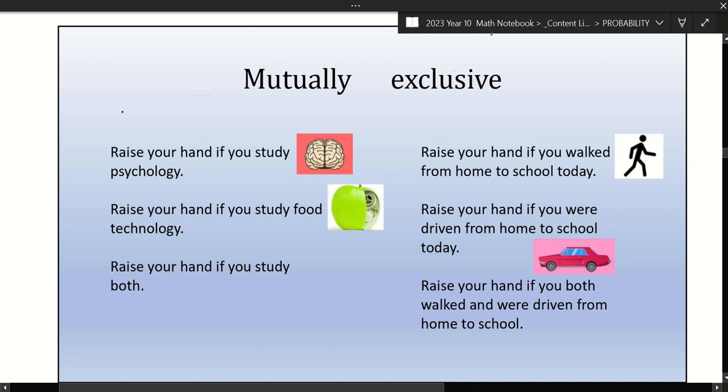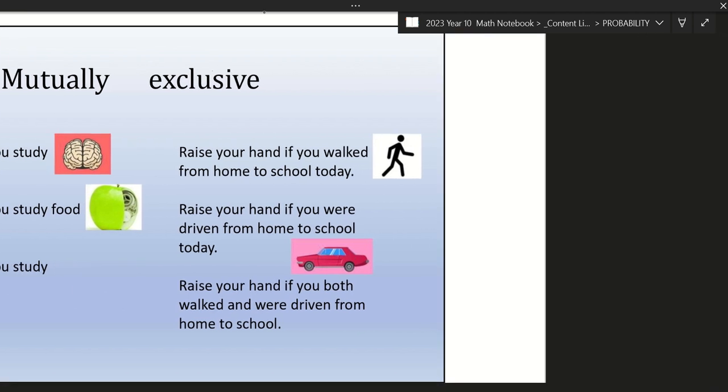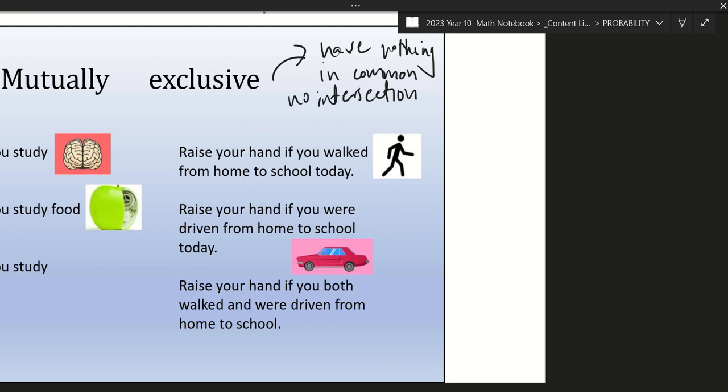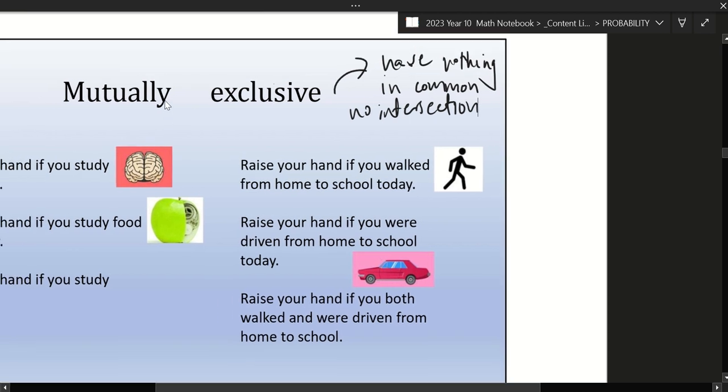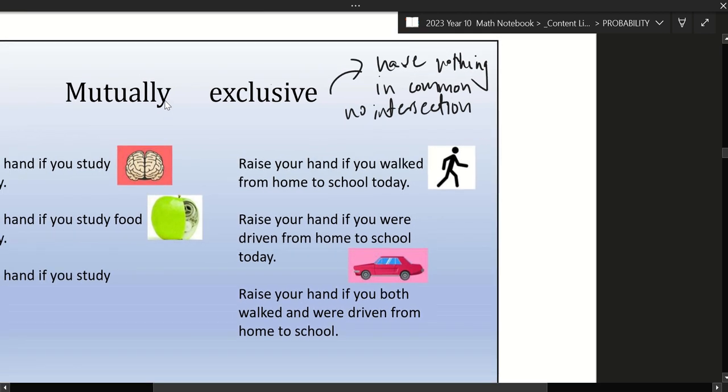So for mutually exclusive, if I was to put a definition here, you can say have nothing in common, or you can say no intersection. Now, I'm not saying this is going to be on the exam, but maybe it's worth writing in here. When someone asks you what does mutually exclusive mean, it means they have nothing in common. There's no intersection, nothing in the middle.